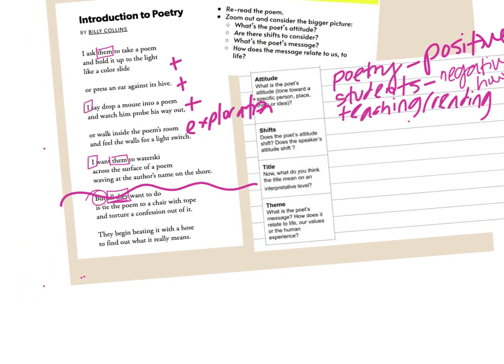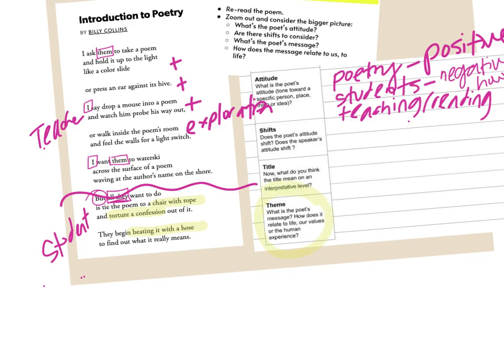We've already noted the shift, those last two stanzas shift to students, and the beginning part is from the teacher. And you can see, let me just change colors here, I'll use a highlighter. You can see the negative words. You're tying it up with a rope, beating it with a hose. I mean, that's just violent imagery. So there's quite a shift there at the end.